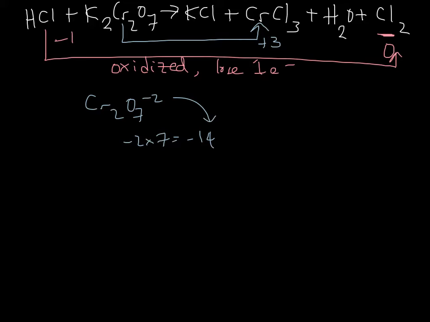Now, I have to take into account that -2, so I need the chromiums to add up to a +12, because +12 versus -14 is going to give me that polyatomic ion charge of -2. And that +12 is distributed over 2 chromiums, so that each chromium is going to have an oxidation number of +6. So my chromium is going from a +6 for each Cr and going to a +3. So that's being reduced, and each chromium is gaining 3 electrons.